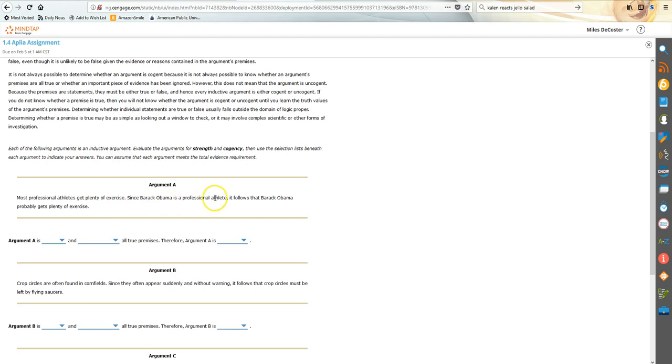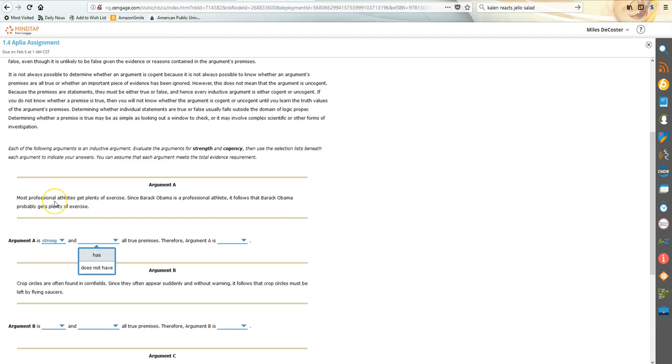Barack Obama is a professional athlete. Therefore, it follows that Barack Obama gets plenty of exercise. All right. If these things were true, so if it was true that most professional athletes get plenty of exercise, and that Barack Obama is a professional athlete, is it more likely that Barack Obama gets plenty of exercise? Yeah, it is. Right? So that's a strong argument. That conclusion is more likely if those premises are true.